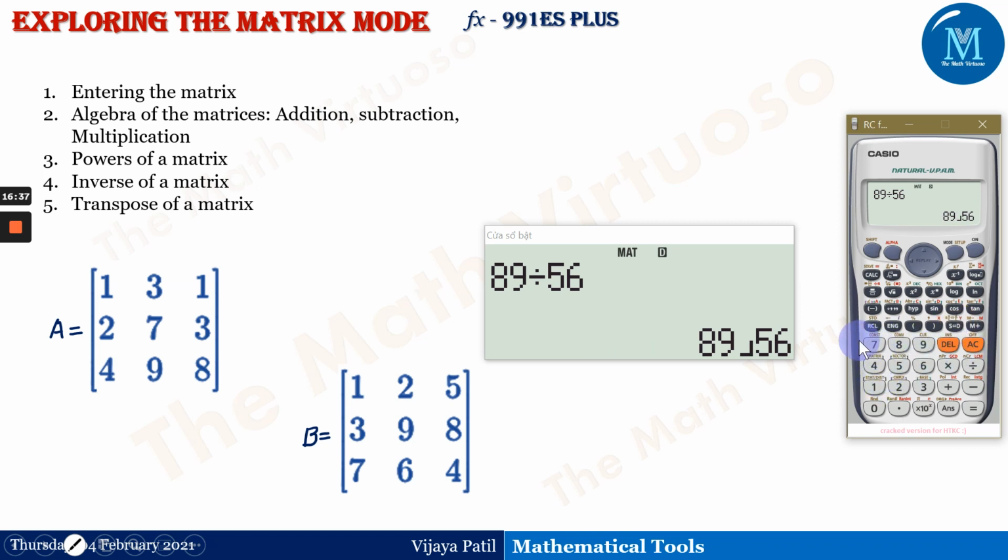I hope you have understood the matrix mode of the calculator. I have tried to do something new over here. If you like it, or you want me to go ahead, definitely I will explore the other modes as well.